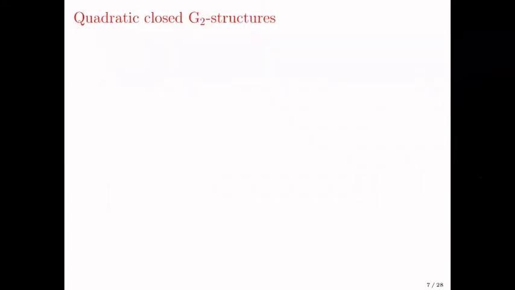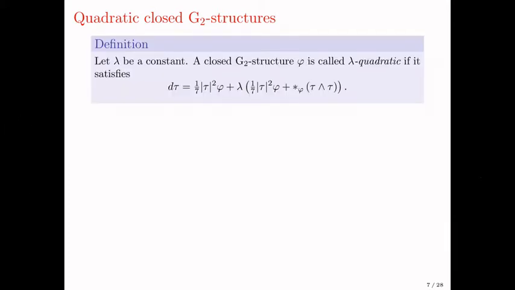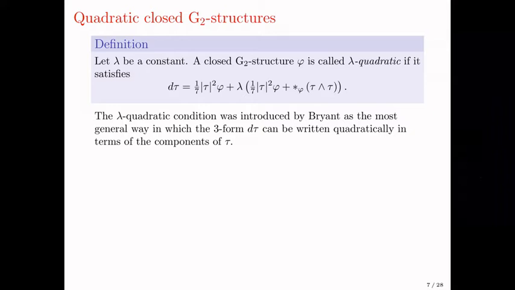Okay, so now the title of the talk is Quadratic Closed G2 Structures. So I'd like to explain what these quadratic closed G2 structures are. Let lambda be some constant, some real number. A closed G2 structure phi is called lambda quadratic if it satisfies this equation. So if its torsion form tau satisfies this equation that prescribes the exterior derivative d tau. And you see here that the constant lambda is a parameter that appears in the equation. Okay, this condition was introduced by Robert Bryant as the most general way in which this 3-form d tau could possibly be written quadratically in terms of the components of tau. You see that everything on the right-hand side here is a quadratic function of the components of tau.